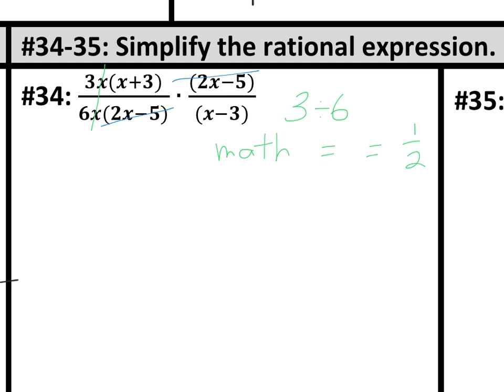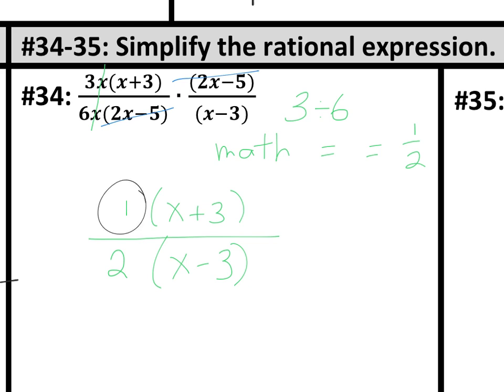Okay, so our job here is to just rewrite. The 3 and the 6 reduce down to a 1 and a 2, so the 1 on the top and the 2 on the bottom of that fraction. There's an x plus 3 still on the top, and there's an x minus 3 still on the bottom. This 1 over here on the left is not actually important because there's more stuff up there on the top. So our answer is going to be x plus 3 over 2 times x minus 3. Don't multiply that out, just leave it all factored.